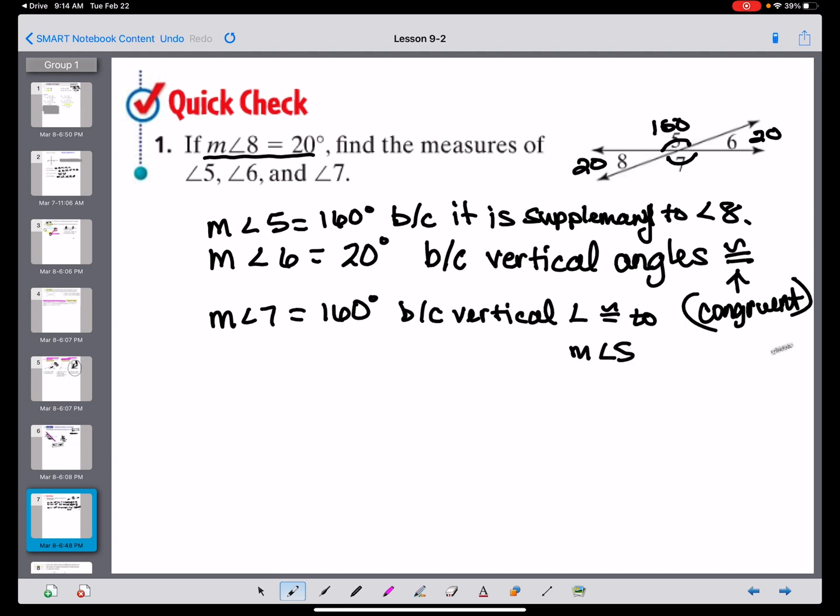Or you could say that it's supplementary to angle 6. So you could take 180 minus 20, you would still get 160. So there's more than one method to doing this.